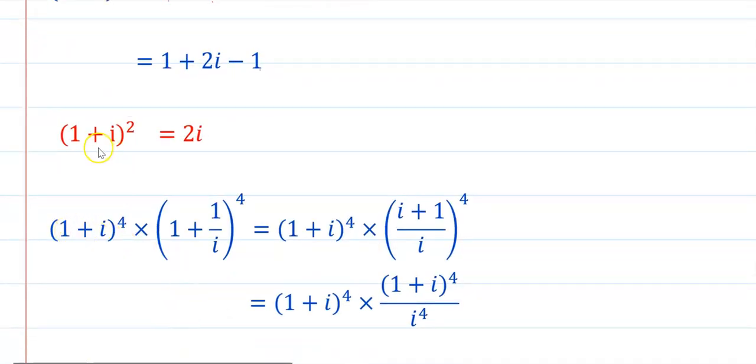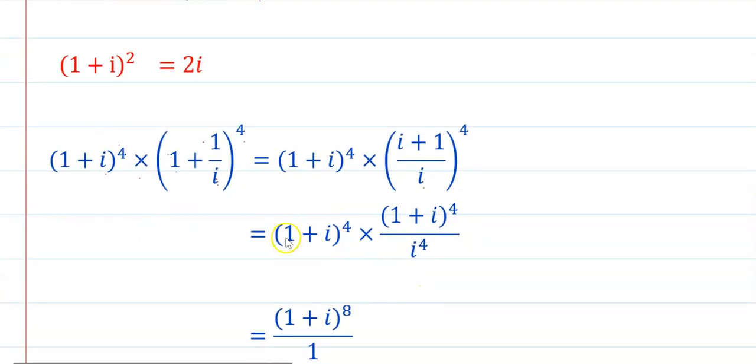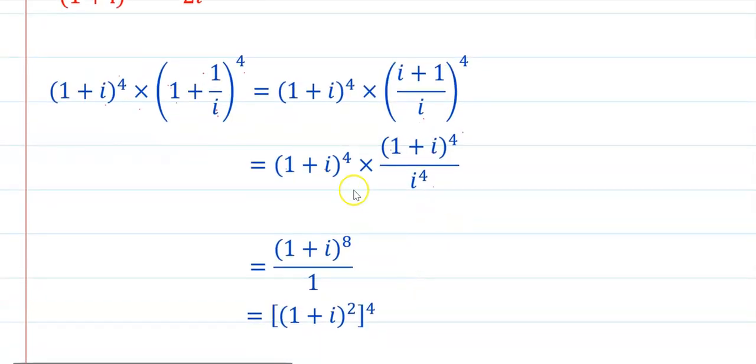If you simplify this, then what will you get? (1 plus i) to the power 4 into (1 plus 1 upon i) to the power 4. आता पुन्हा इथे बघा simplification केलंय. 1 into i, then you are getting (i plus 1) upon i, to the power 4. What is next? (1 plus i) to the power 4 into (1 plus i) to the power 4 upon i raised to 4, means what? (1 plus i) to the power 8.